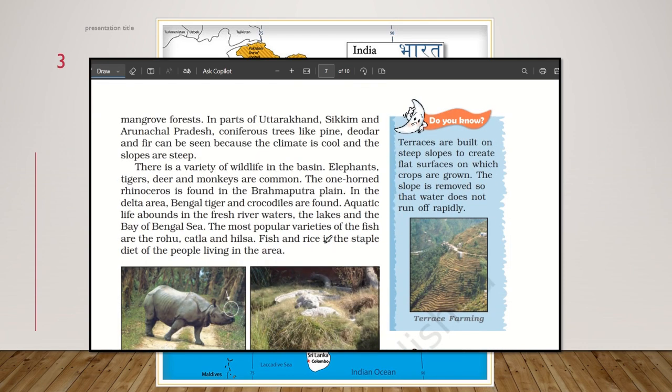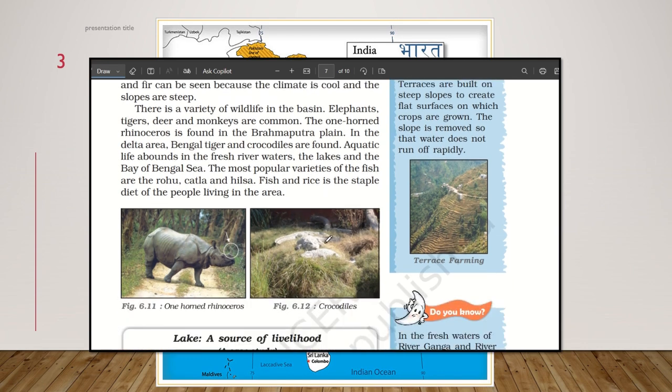So there is a variety of wildlife in the basin. Elephants, tigers, deer, and monkeys are common. These are the animals we can find here. The one-horned rhinoceros is found in the Brahmaputra plain. It has only one horn.